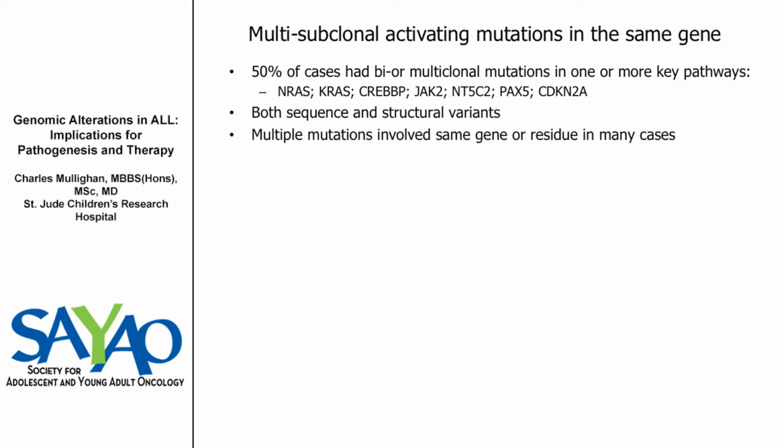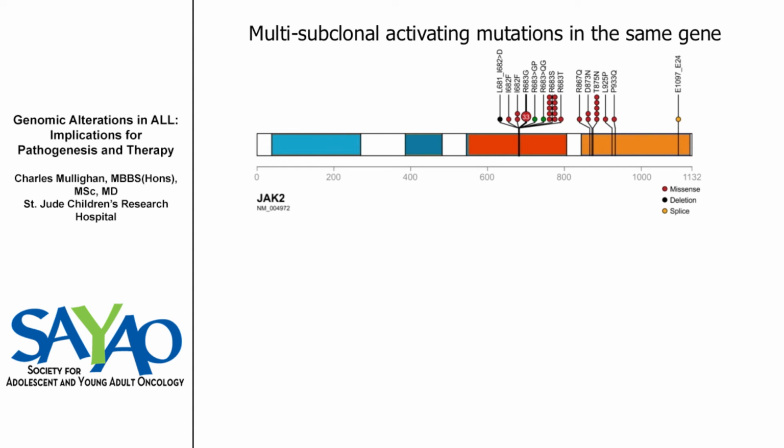Well, this study identified that at least half the cases had at least two, if not more, mutations in one or more key pathways. The same key pathways that we'd studied before, often sequence and structural mutations in the same gene, and remarkably, often mutations targeting the very same gene or even residue in some cases. One of which is shown here.